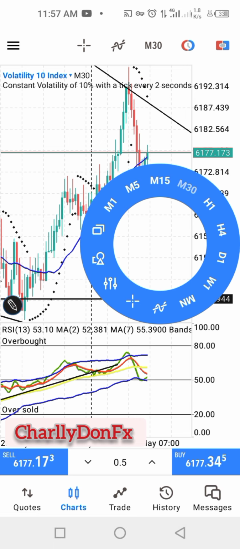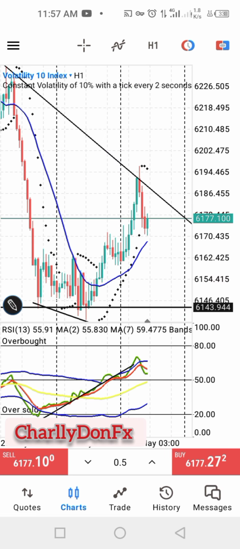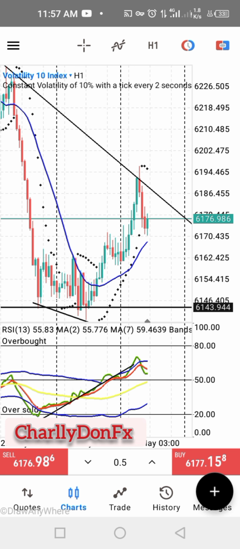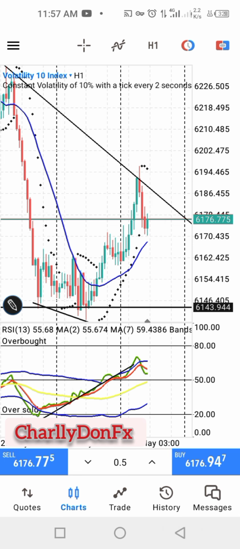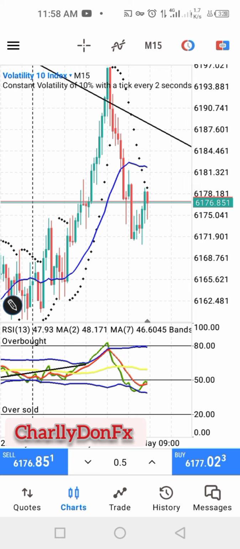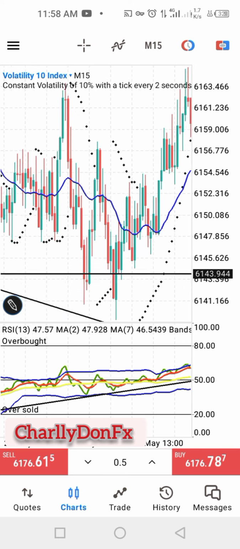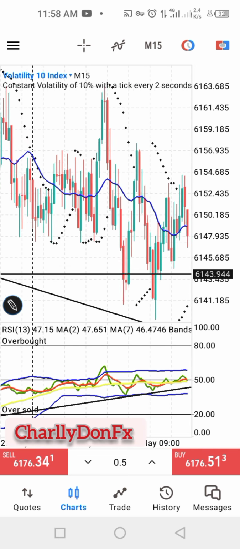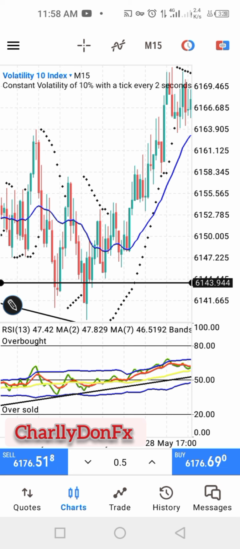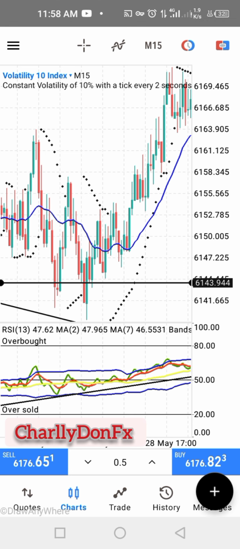Let's have a wider view from 1 hour. You see, take a look. We took our buy. Can you see? To show you that this does not repaint, even on 1 hour, they are all the same. Now take a look at 15 minutes. The 15 minutes is showing us the divergence. We took our position here. We bought from this point.